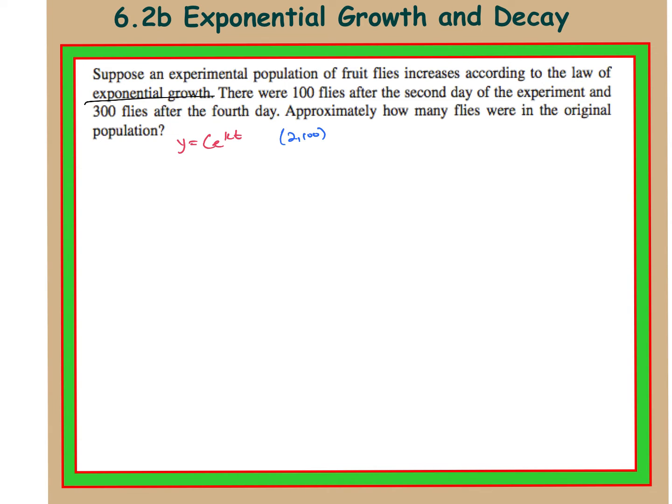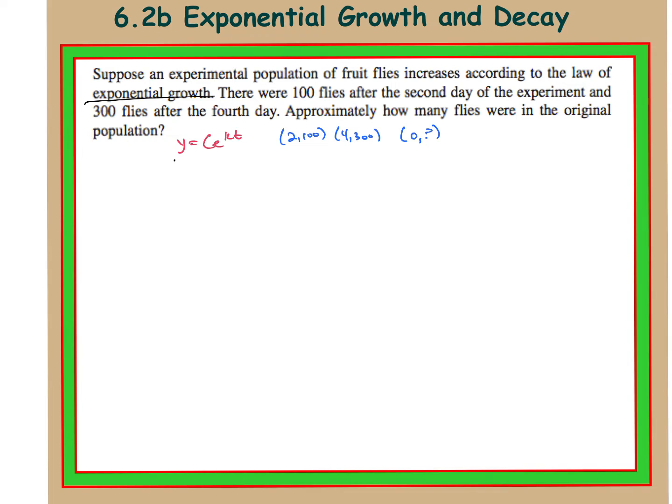Keep going. Of the experiment, and 300 flies after the fourth day. All right, what ordered pair? 4, 300. Approximately how many flies were in the original population? All right, so what are we trying to find? C. 0, comma, question mark. We're trying to find C. All right, let's do it.